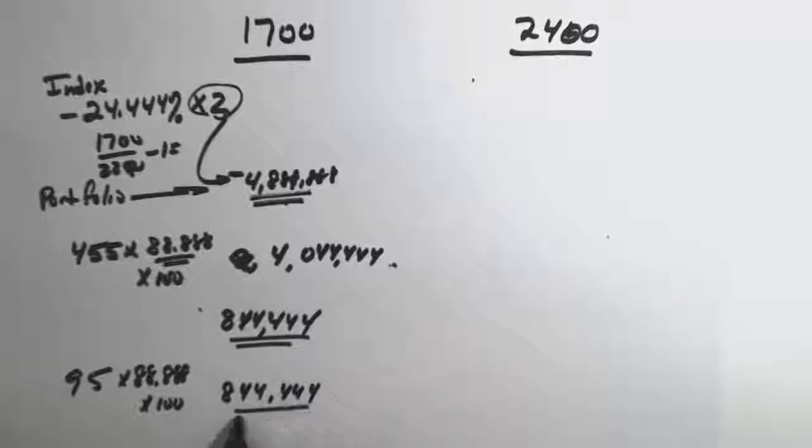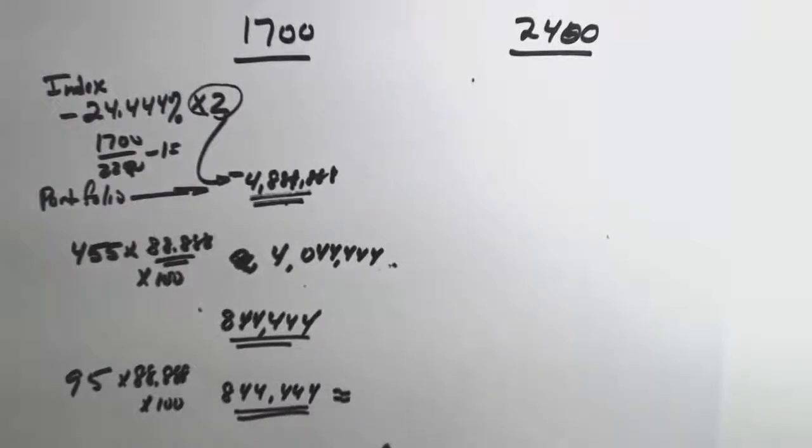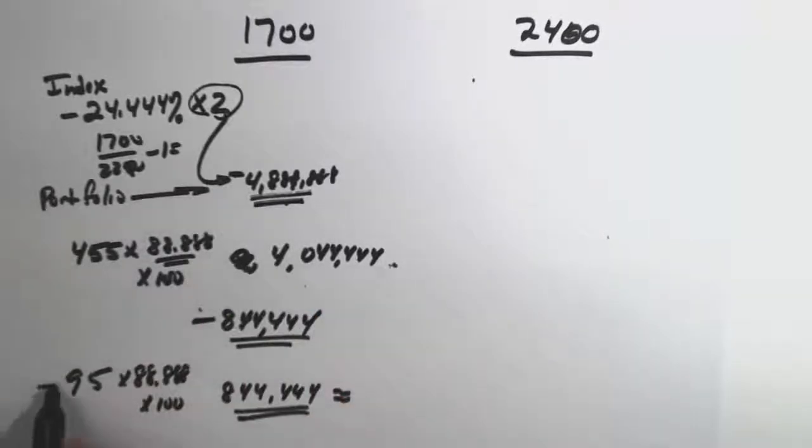844,444 approximately. Even when I'm not rounding much, there's still a little bit of rounding in the problem that we have to live with, but it's easy to see that we're offsetting here. So this should be a negative sign here because we lost a bit, and then we lost the 95.